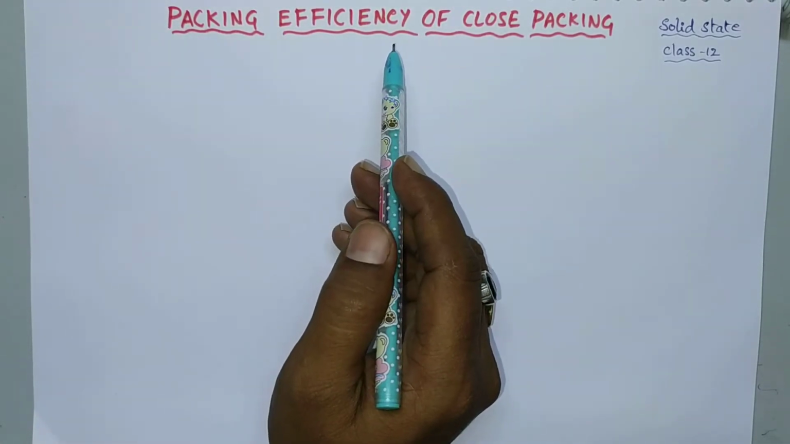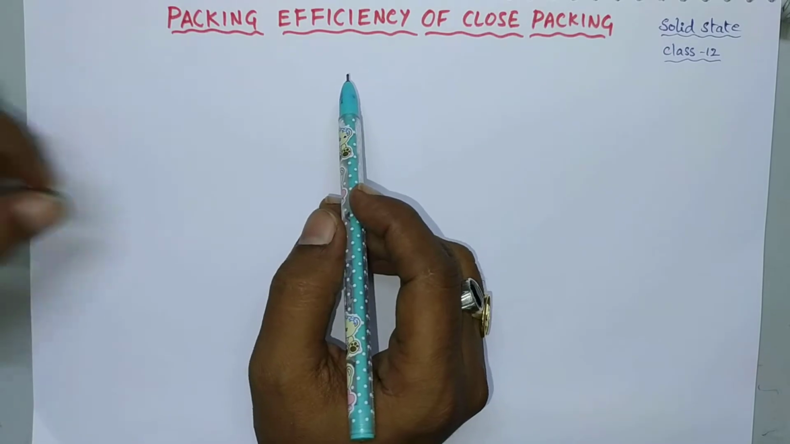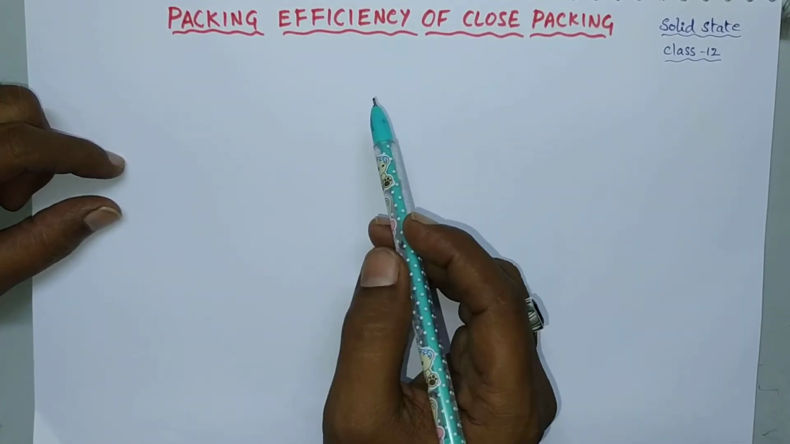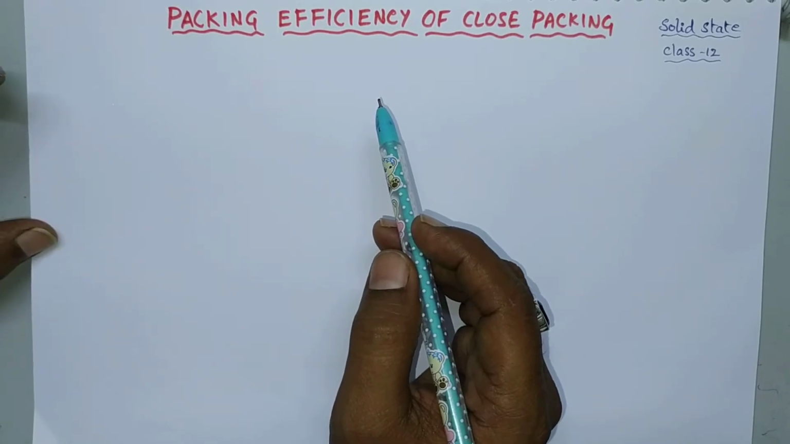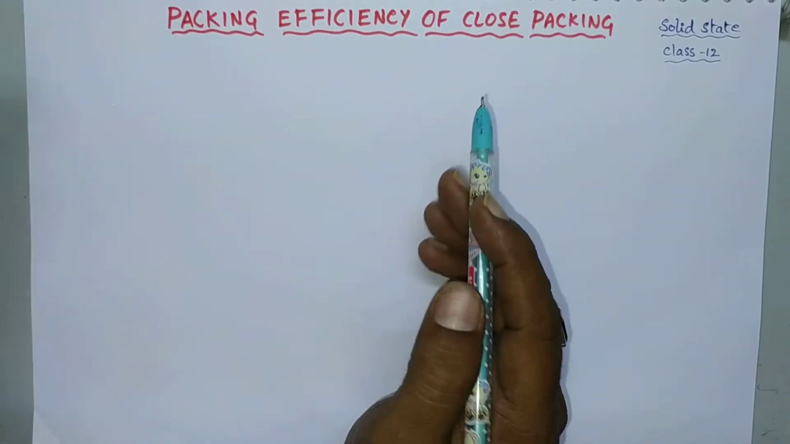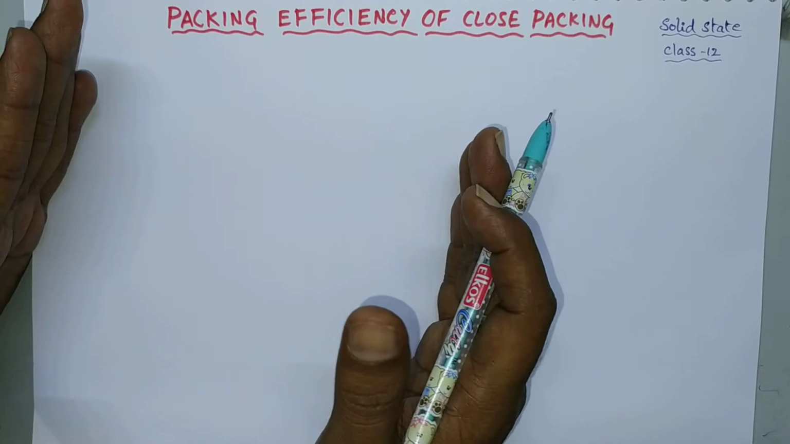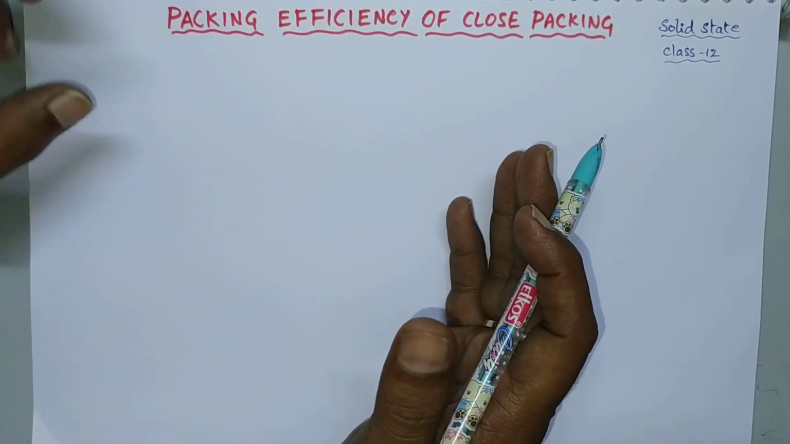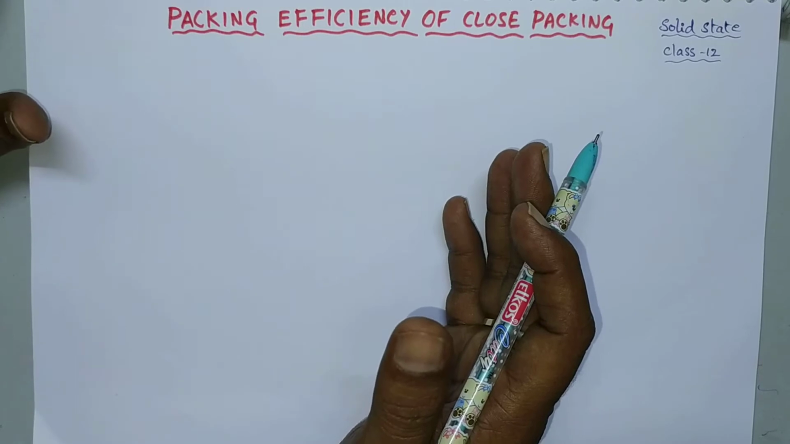Now let us move on to our topic, that is packing efficiency. Packing efficiency means the percentage of the total space filled by atoms or ions in a crystal lattice. In a crystal lattice some space is free, that means some of the space is not occupied by either atoms or ions.